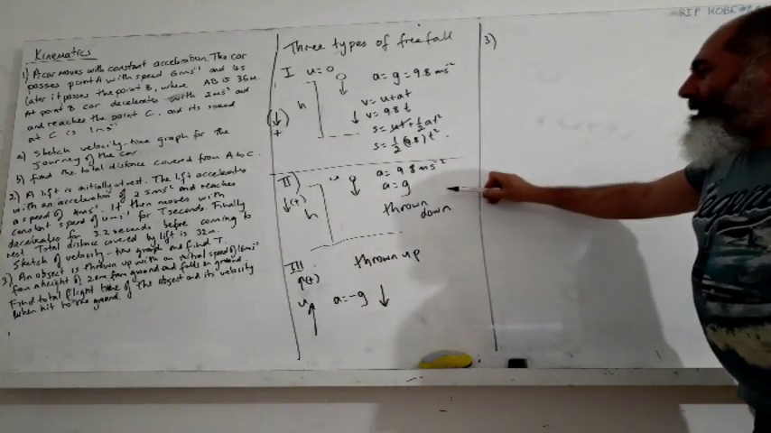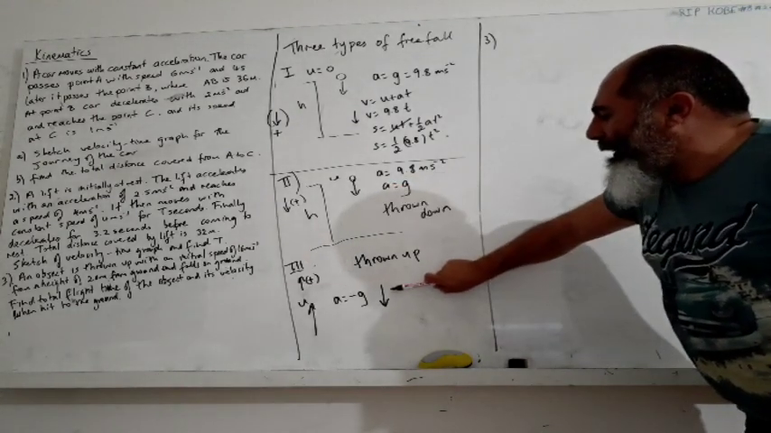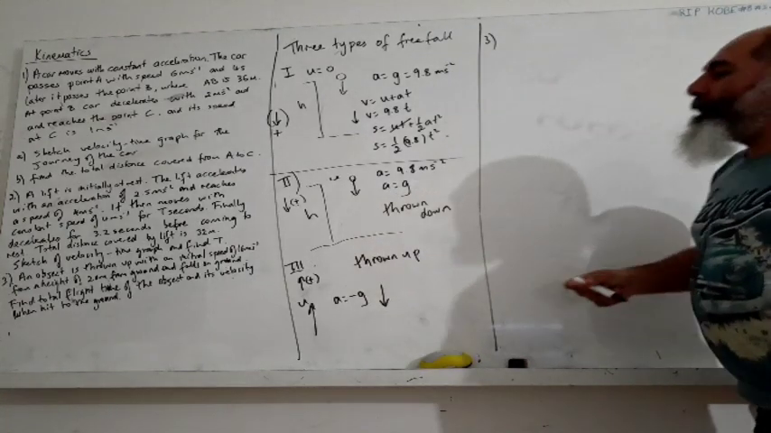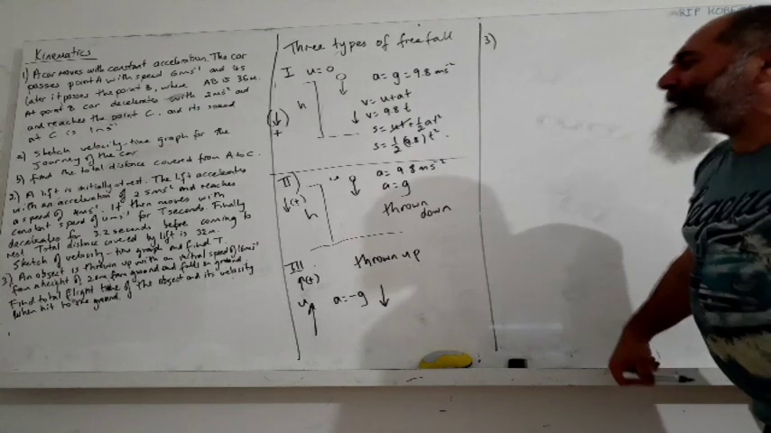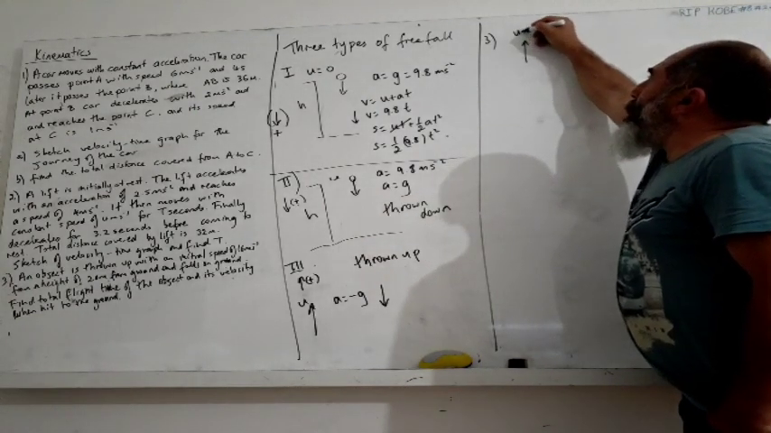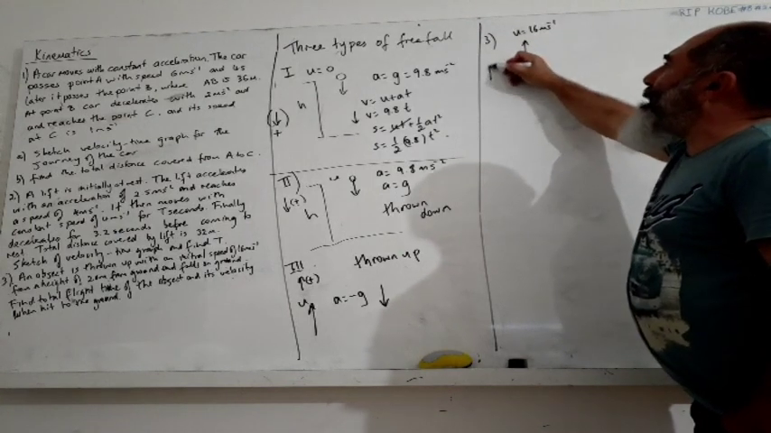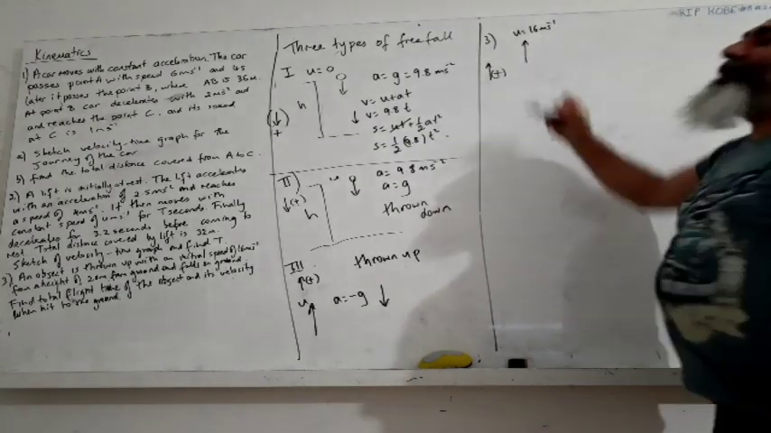We are in the third type. An object is thrown up with an initial speed of 16 meters per second. So we have u, which is 16, and goes up means our initial direction is up. So that's the positive direction for us. And let's carry on reading the question.